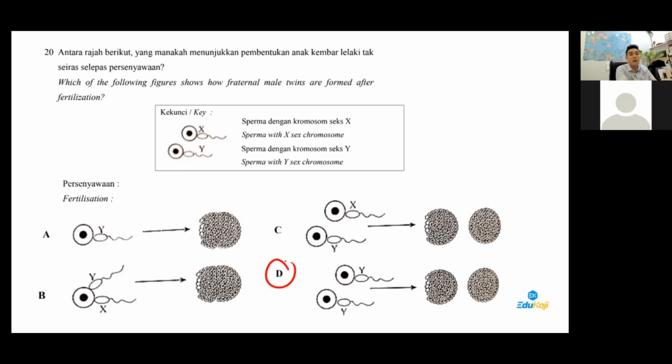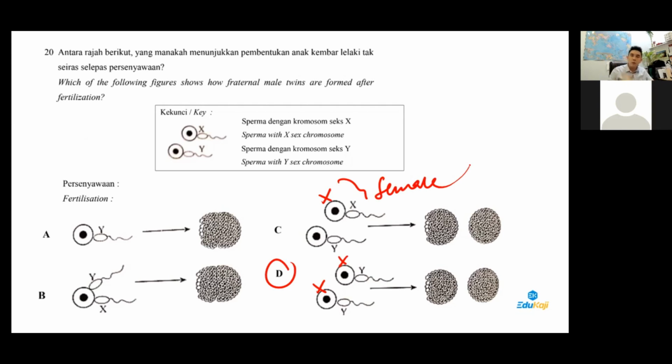Oh, you should get the answer, donkey. Okay, because why? Because female is only X. So if this is X, this is X, this is female. That's why C is wrong.